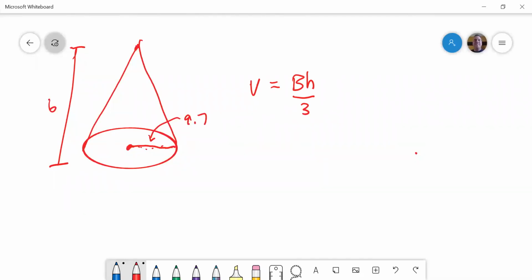So let's figure out the area of the base. Well, base area, it's a circle, right? So I need to use pi times radius squared because it's a circle. So I need the radius. Well, how nice of them. They actually gave us the radius this time.